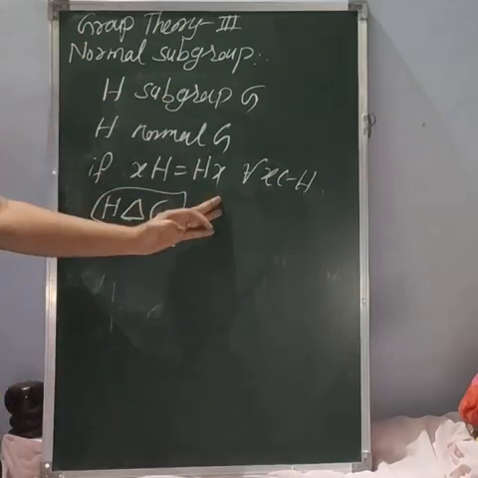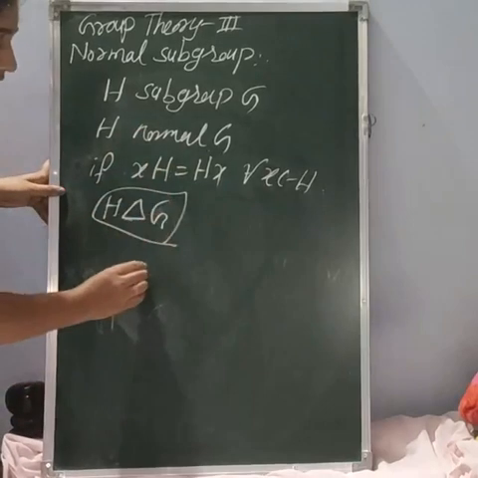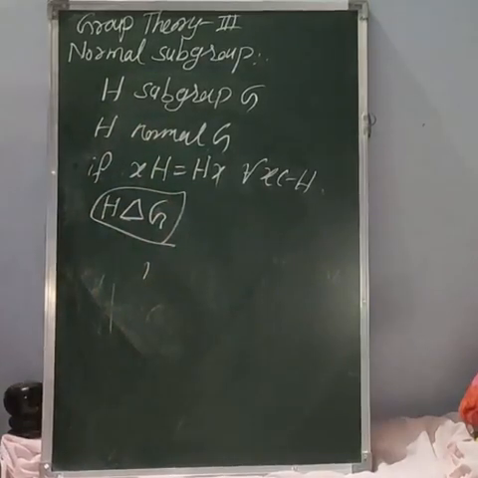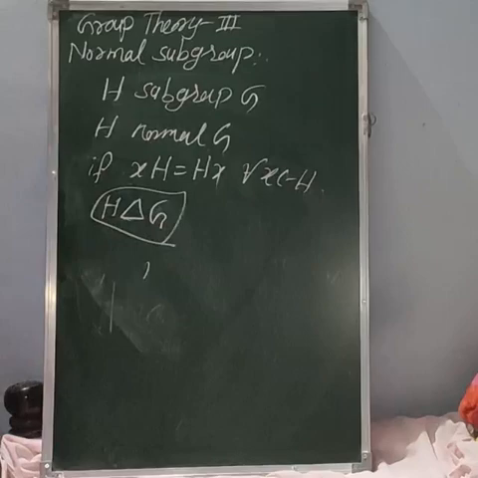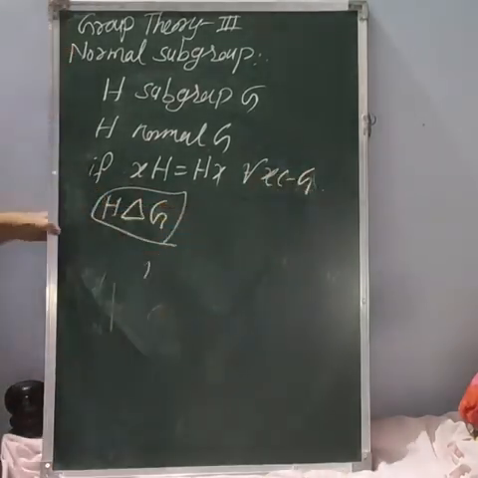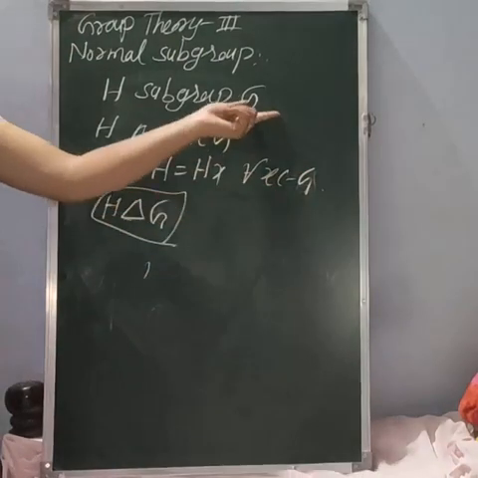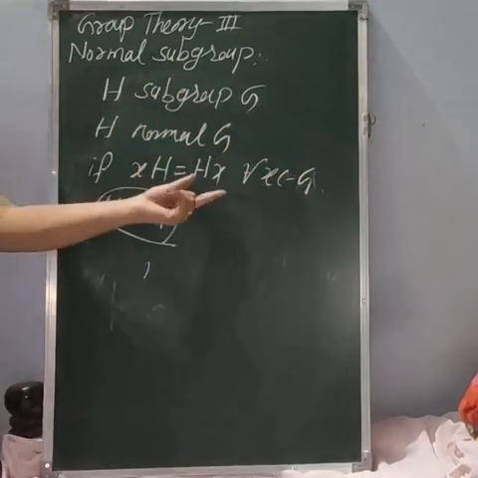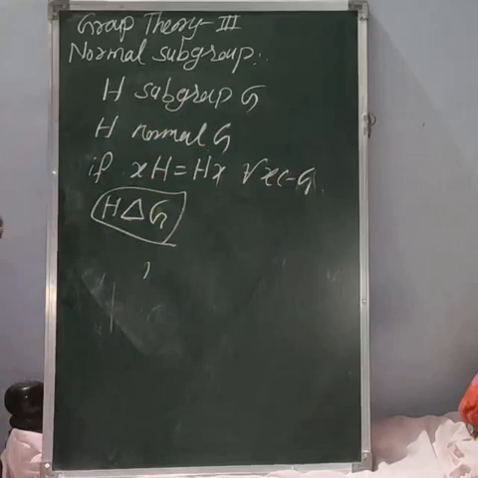Left coset, right coset. Generally we denote X into H. This should not be all X belongs to H, this should be all X belongs to G. Sorry. X belongs to G, for every element belonging to G. If X into H is equal to H into X, then we can say H is a normal subgroup.